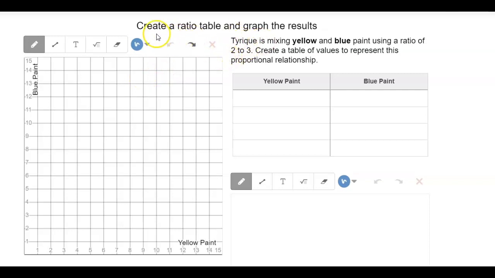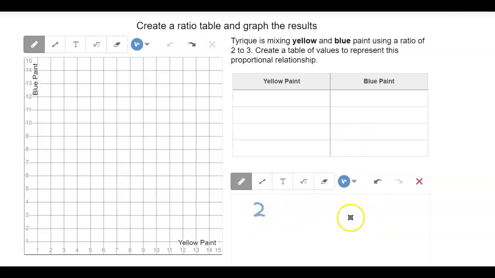All right, so today we're going to create a ratio table and graph the results. So the question says, Tarika's mixing yellow and blue paint using a ratio of 2 to 3. Create a ratio table of values to represent this proportional relationship. So to create a ratio table, I just want to first write the ratio.